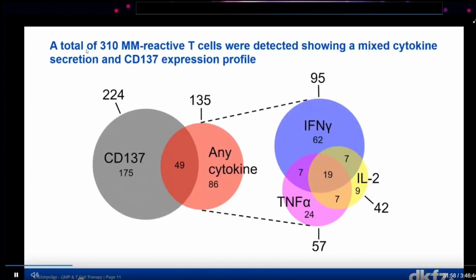This is another, maybe more informative, Venn diagram, which shows how often we see both CD137 and cytokine release, and which of the cytokines are released more often than others. You see interferon gamma is sticking out and CD137 is sticking out. If you are now asking me what that means, we cannot yet say, because the analyzed cell number is not high enough.